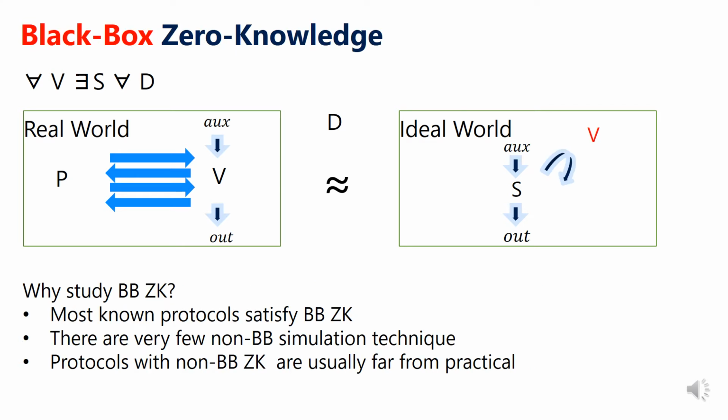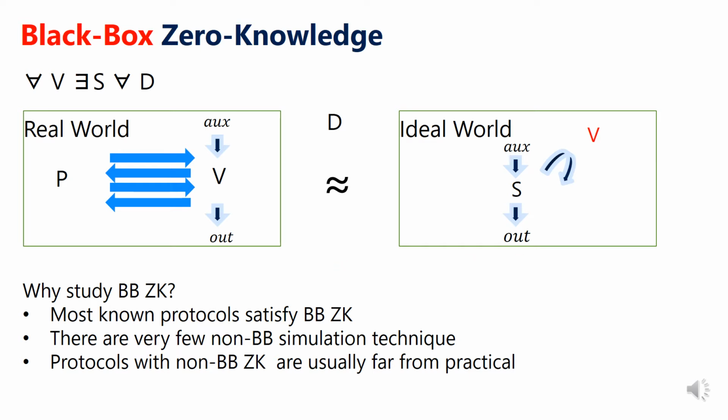Next, I will explain what is called black box zero knowledge. This is a special class of zero knowledge where the simulator depends on the verifier only in a black box manner. In general zero knowledge, the simulator is allowed to depend on V in an arbitrary way, so black box zero knowledge is a stronger requirement than general zero knowledge.